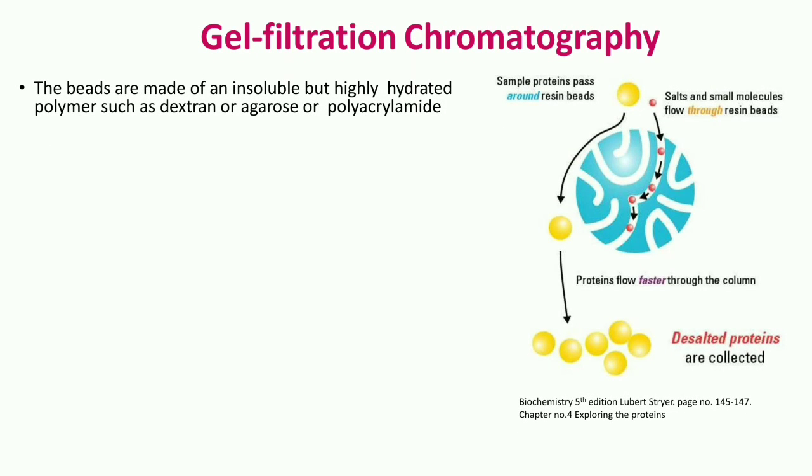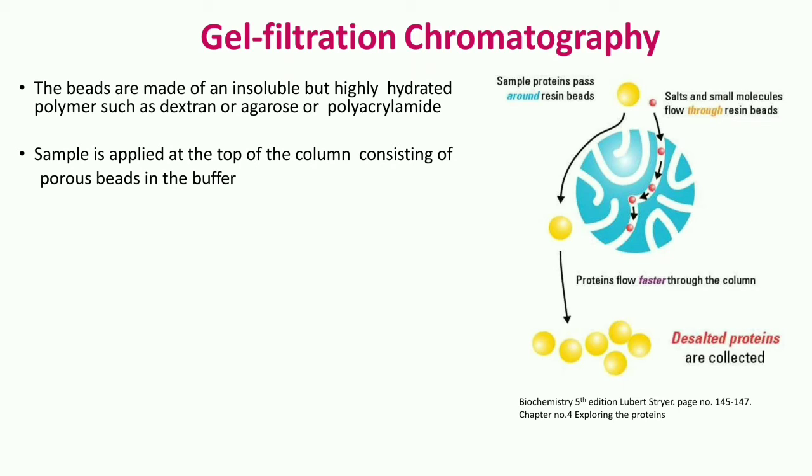Let us now move on to the principle of gel filtration chromatography. As you can see in the diagram, the beads are made up of an insoluble but highly hydrated polymer. This polymer can be made of materials such as dextran, agarose or polysaccharides. The sample is applied at the top of the column consisting of porous beads in the buffer.